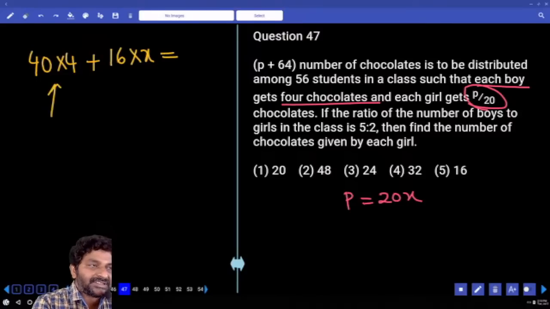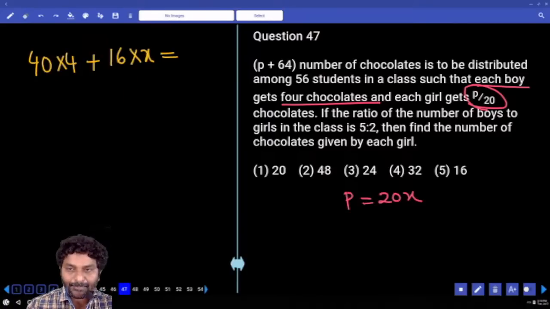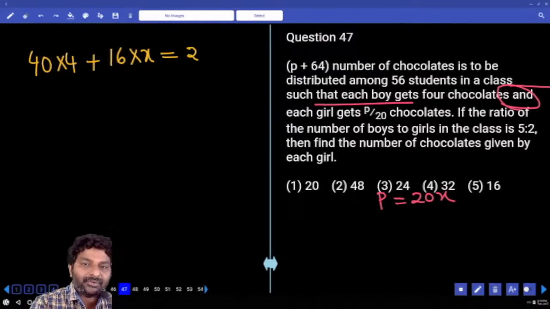Total number of chocolates received by boys, plus number of chocolates received by girls, that should be equal to total, right? Which is equal to P plus 64, which is 20x plus 64. Is it okay?